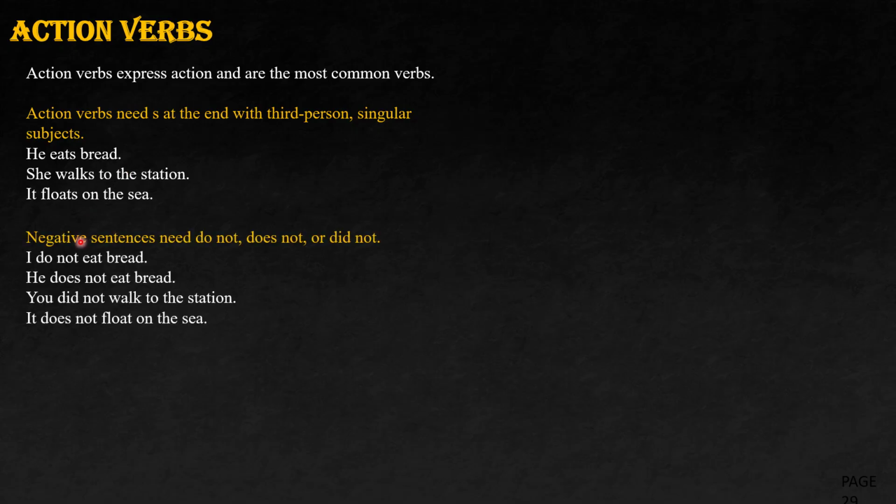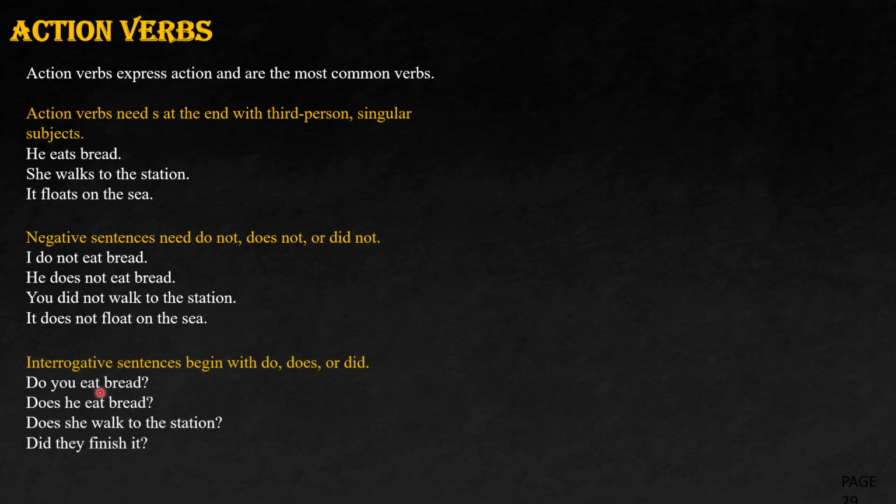Next one is the negative sentence. We can form it by using do not, does not, did not. For example, we have I do not eat bread, right? And then he does not eat bread. You did not walk to the station. And then it does not float on the sea. So these are the negative sentences we can form. So try to remember how to form the sentences.